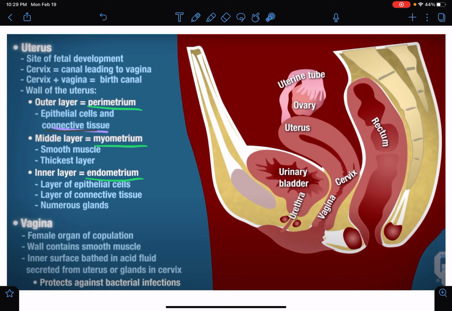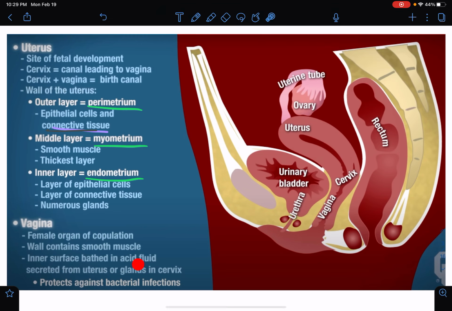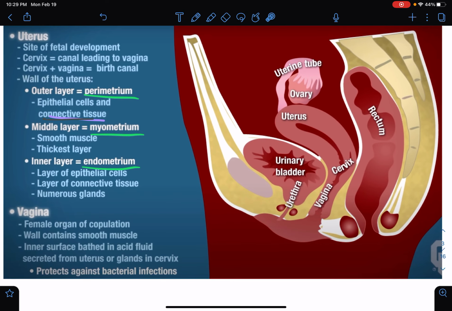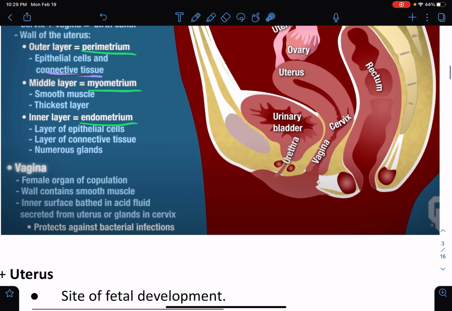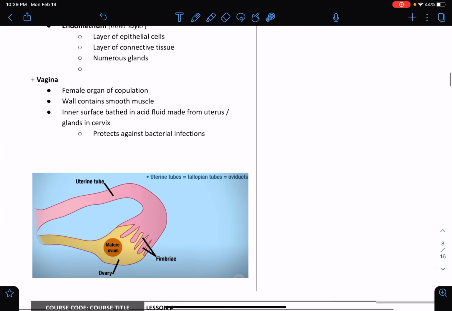So the inner surface is bathed in acid fluid. So it is natural to say that the vagina, as part of the female reproductive system, is acidic in nature. So this fluid is secreted from the uterus or the glands in the cervix. So what's the reason why the vagina is supposed to be acidic in nature? Well, this is to fend off bacteria. So I just mentioned the same things.